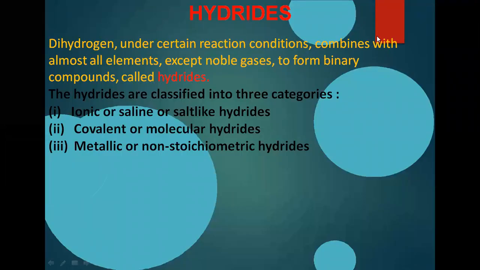Now, hydrides. Dihydrogen, under certain conditions, combines with almost all the elements except noble gases to form binary compounds called hydrides. These hydrides are classified into three categories. First, ionic, saline or salt-like hydrides, like ionic compounds which contain hydrogen. Second, covalent and molecular hydrides, and third, metallic and non-stoichiometric hydrides.